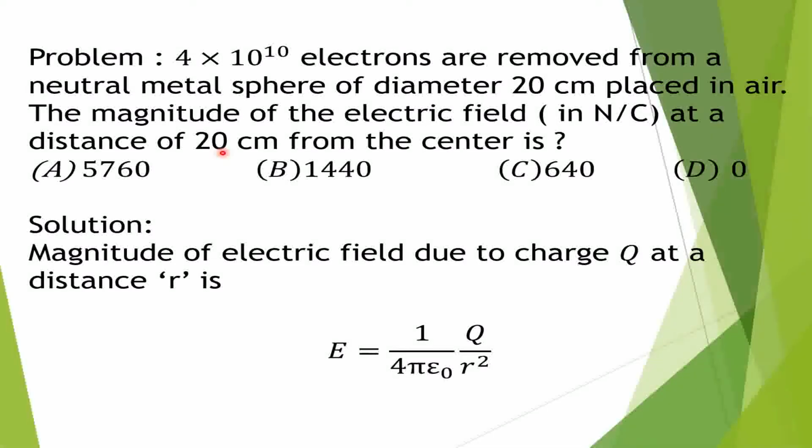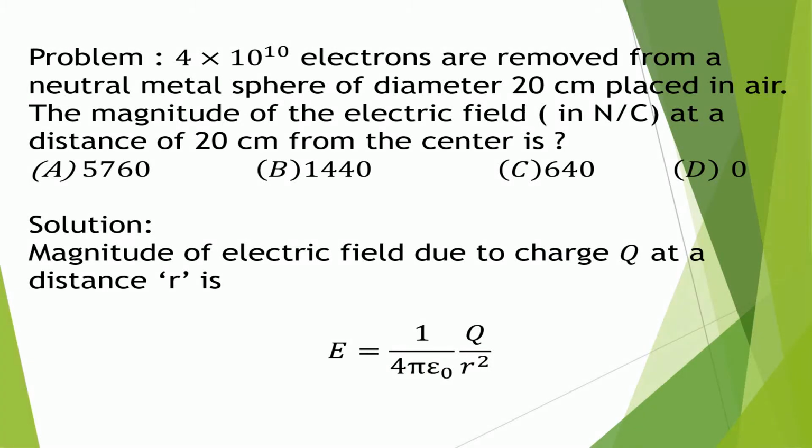So using this, we can write down the expression for the magnitude of electric field due to charge q at a distance r. E is equal to 1 over 4 pi epsilon naught into q over r square, where q is the charge at the center, and we can assume that this charge is these many electrons times the charge of an electron, the total charge. So we can calculate the electric field using this expression. So let's do this exercise.